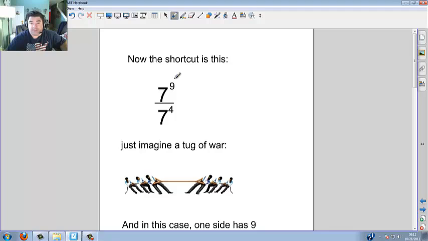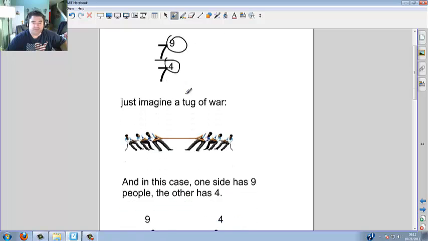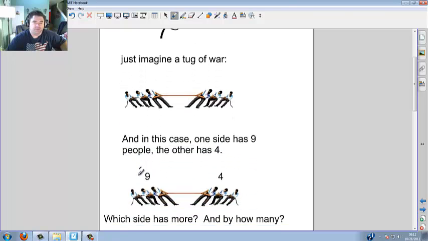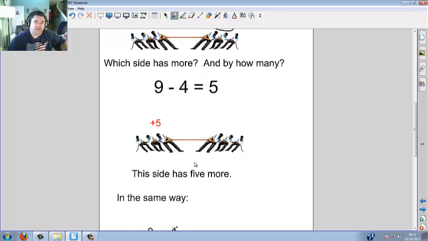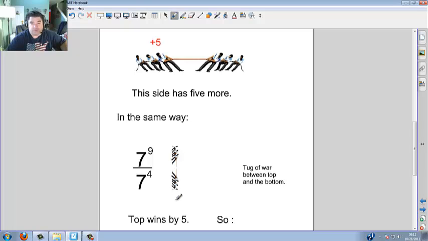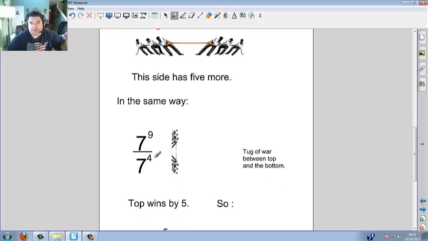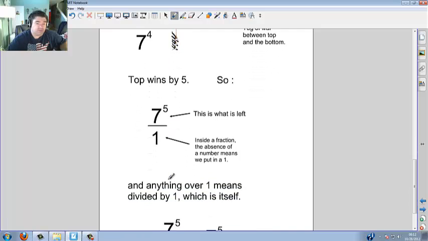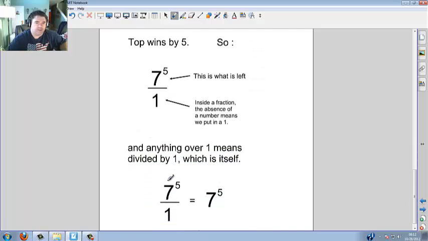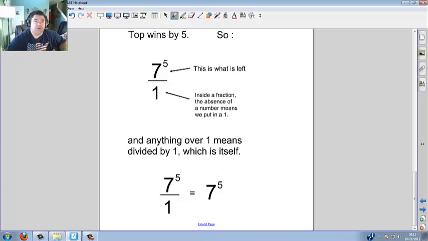Now the shortcut, of course, is this. 7 to the ninth versus 7 to the fourth. Just imagine a tug of war between the 9 and the 4. The question simply is, who has more people? It looks like the top does. The top has more people with the 9 versus the 4, so the top wins by 5 more. So if you think of your tug of war again, 9 versus 4, top wins by 5. So 7 to the fifth is what's left. Now I could put it over 1 or just keep it as 7 to the fifth. It makes no difference. So 7 to the fifth. Very good. Quick break.